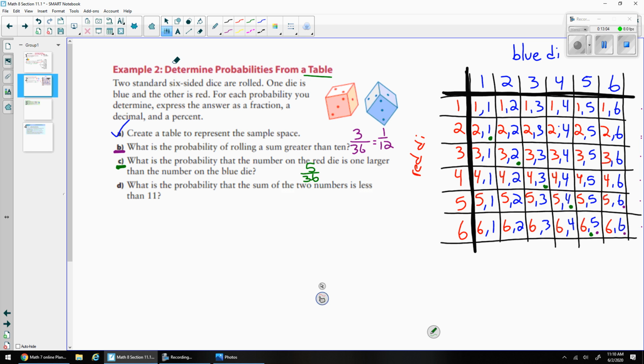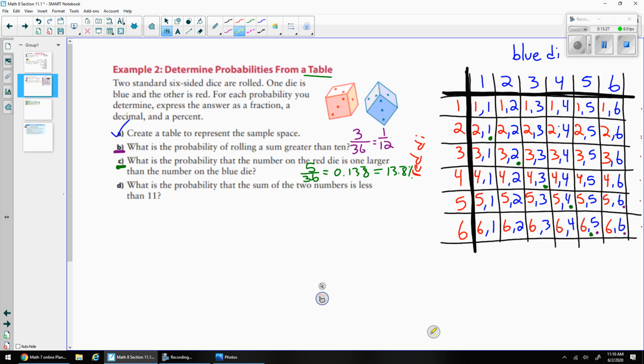Okay, I wanted to turn that into a decimal. I would just go 5 divided by 36, and I get 0.138 repeating. I times that by 100, I would get 13.8 repeating percent. Okay, most of the time we're just going to ask for fractions as your answer.